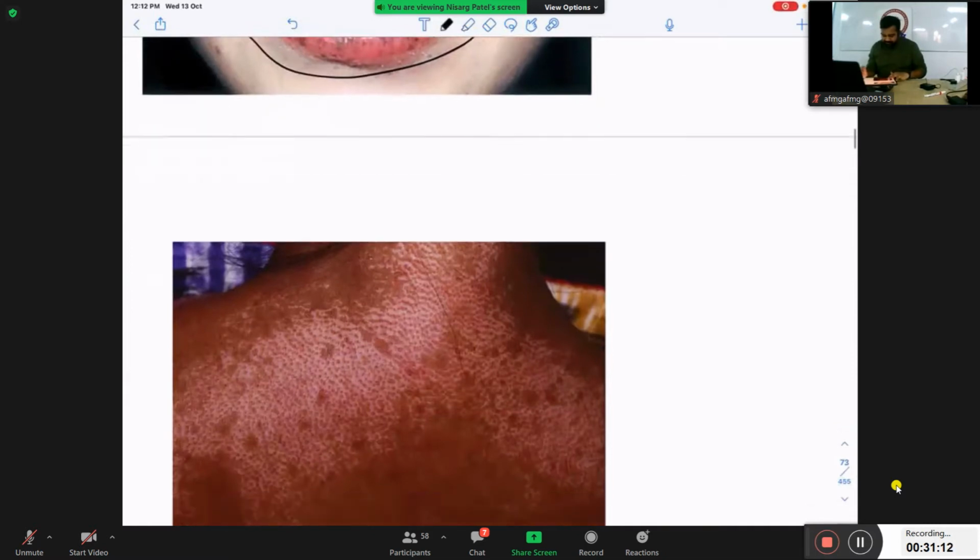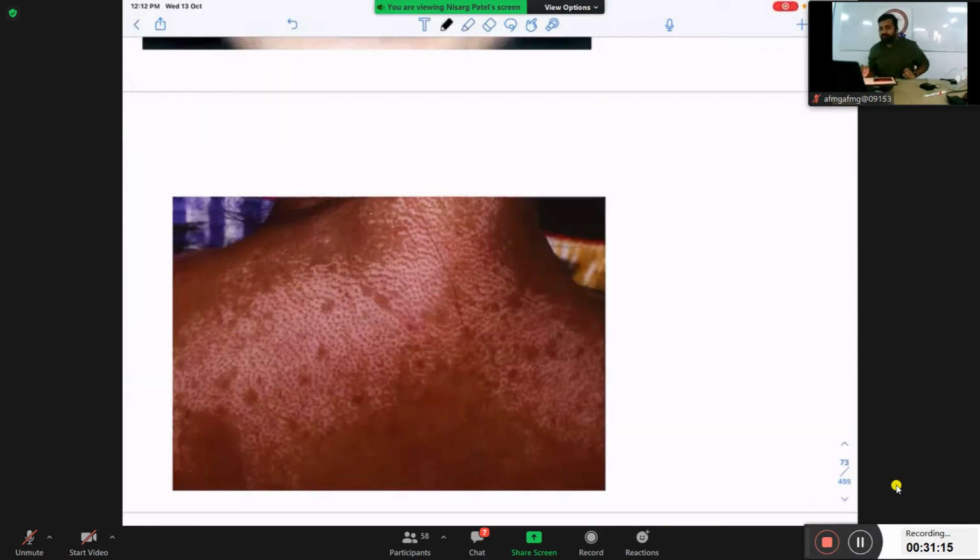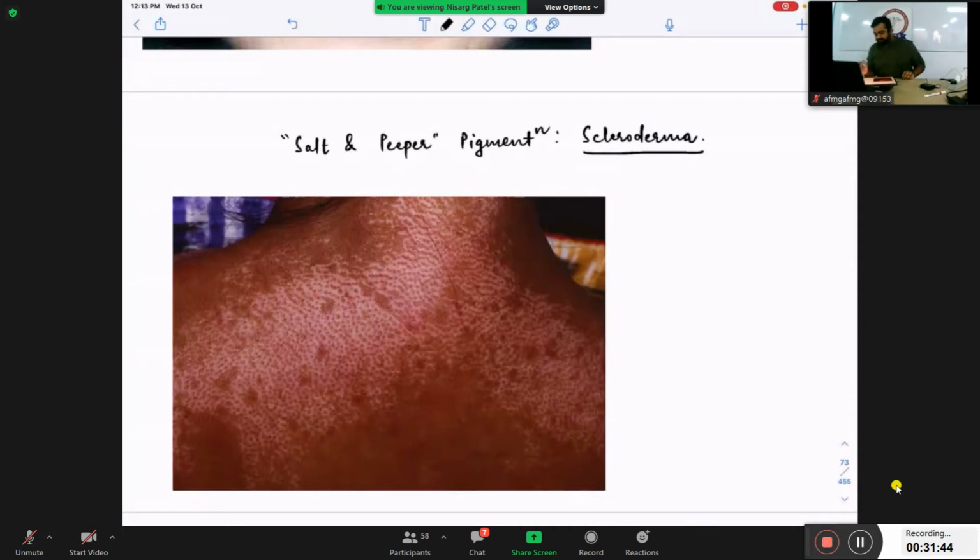See this image. So we already wrote it is the salt and pepper pigmentation. Salt and pepper pigmentation of the scleroderma. In scleroderma, yesterday I told you scleroderma can lead to Raynaud's.